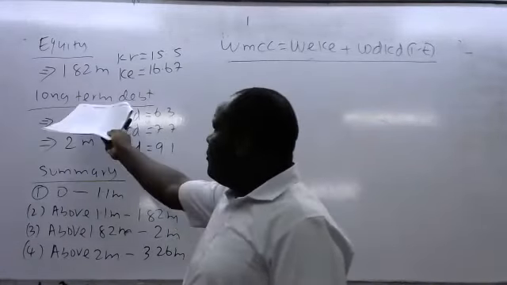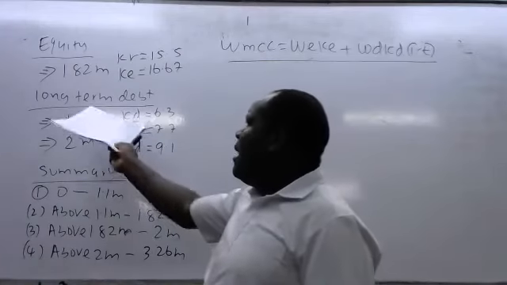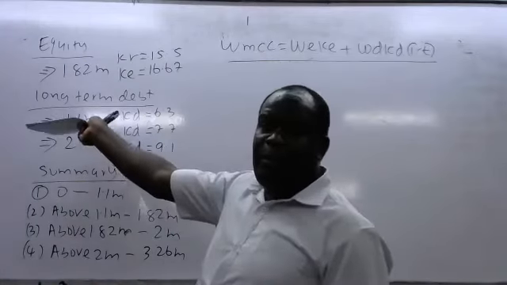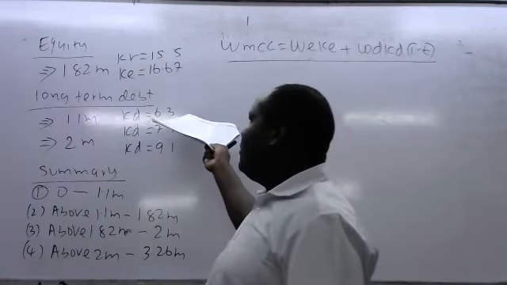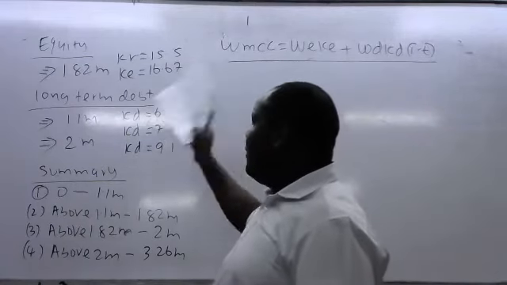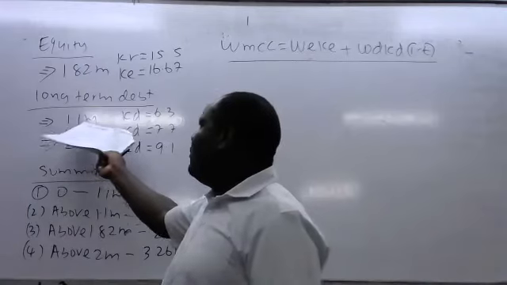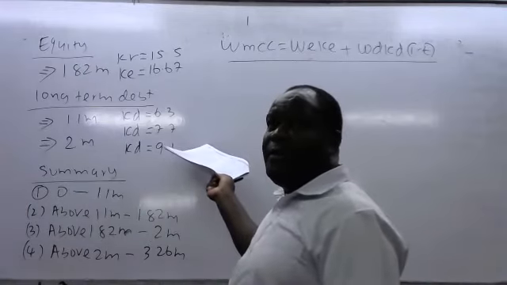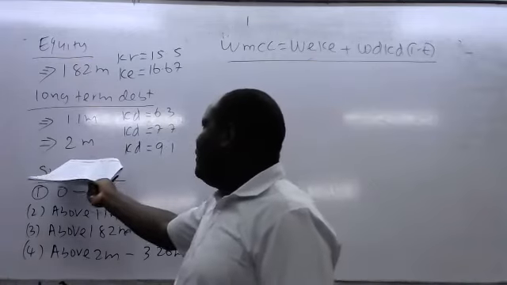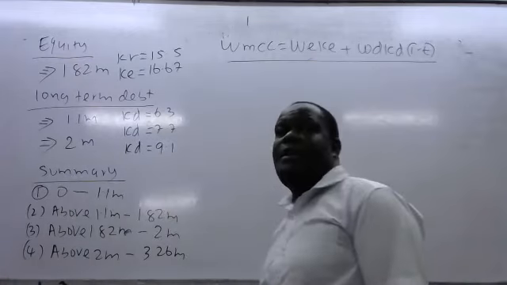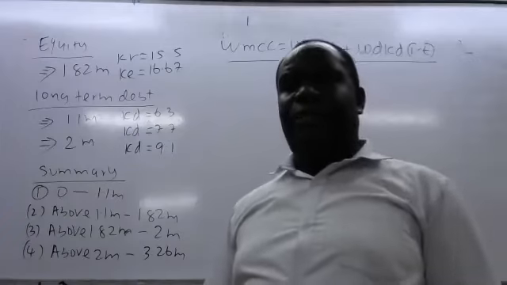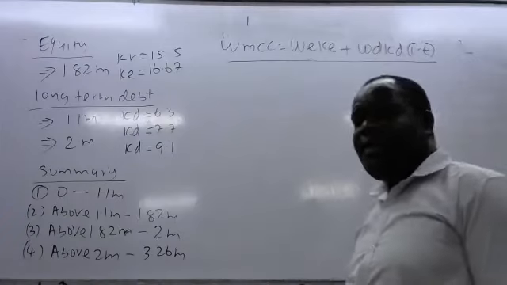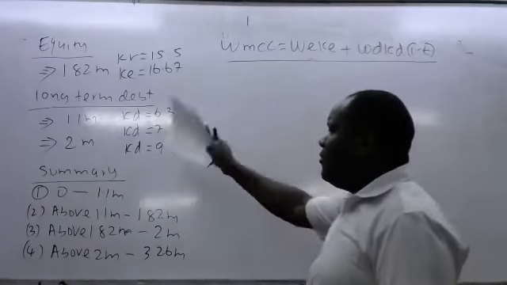When it comes to the long-term debt, 1.1 million and below, that will be 6.3. Anything above 1.1 up to 2 million, that will be 7.7. But above 2 million, you change to 9.1. So that's the summary of what you are going to do.